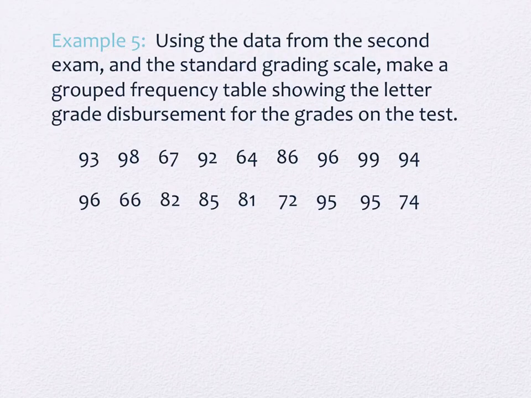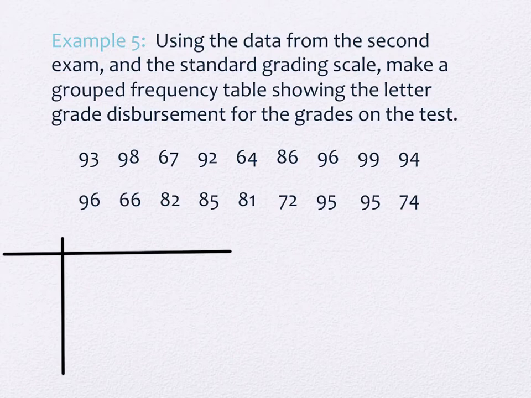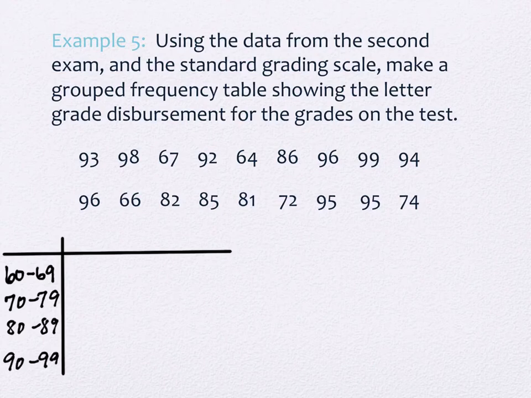There's this trade-off. So we're going to use the data values that we had from the second exam, and we're going to use the standard grading scale, right? 60 to 69, 70 to 79, that kind of thing, to make a grouped frequency table showing the letter grade disbursement for the grades on a test. So our disbursement kind of looks like when we did the stem and leaf plot. We have a vertical line, but instead of writing down 6, 7, 8, 9, we're going to write down what the group is. This is 60 to 69, 70 to 79, 80 to 89, and 90 to 99.